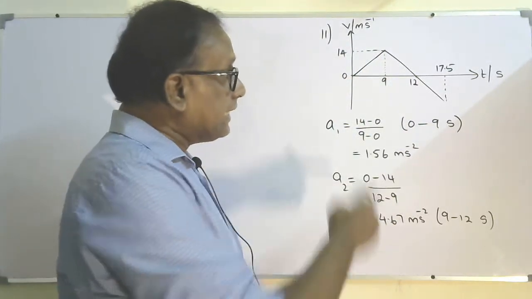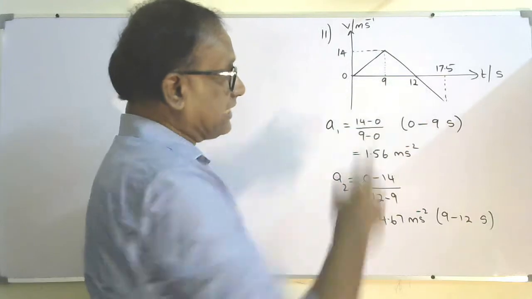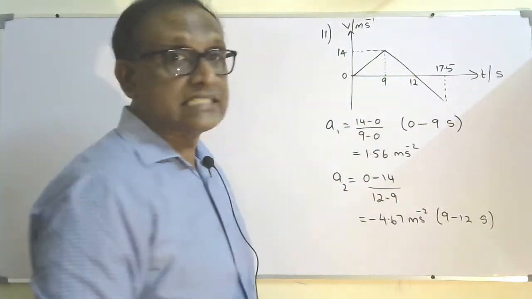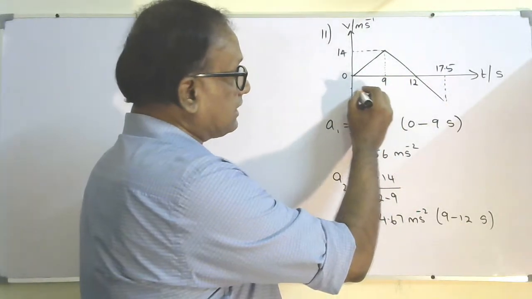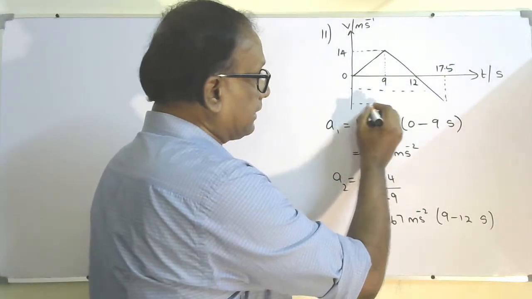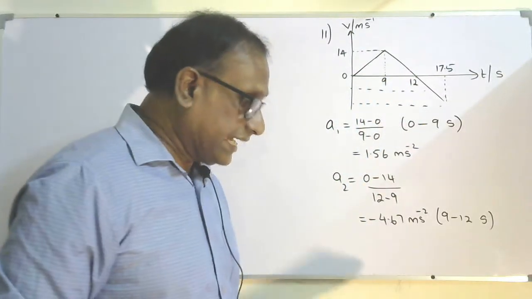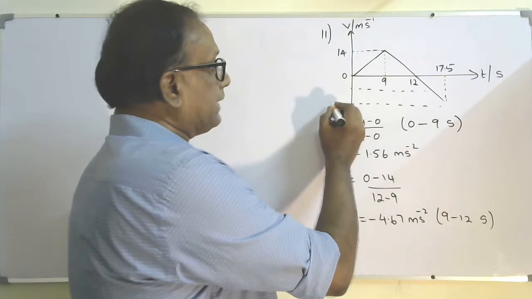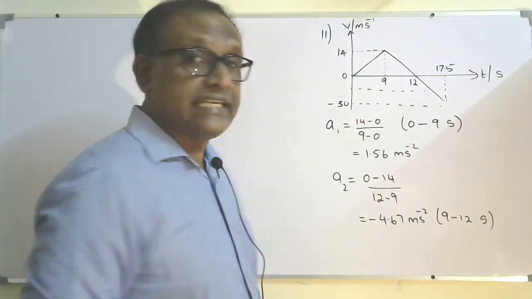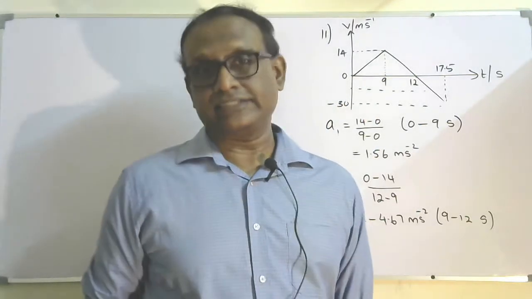But you can see now the velocity is increasing. During 12 to 17.5 seconds, the magnitude of the velocity is increasing, but it is going on the negative side. You can see it's becoming minus 30 here. The velocity is increasing in the opposite direction.